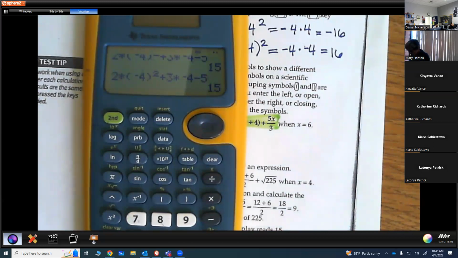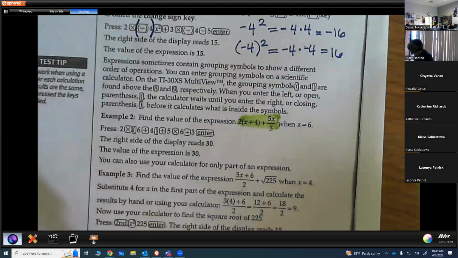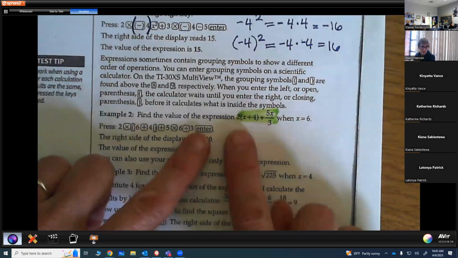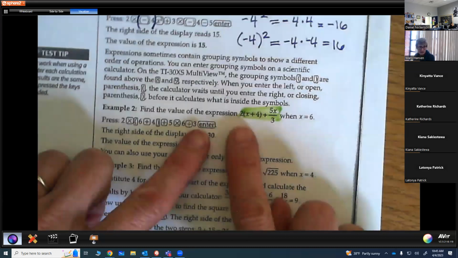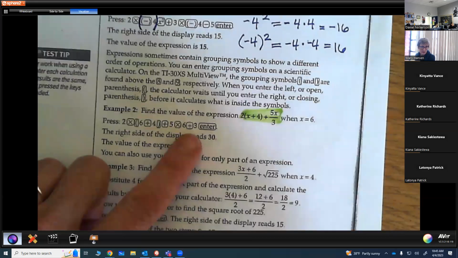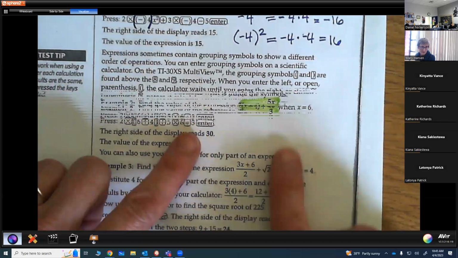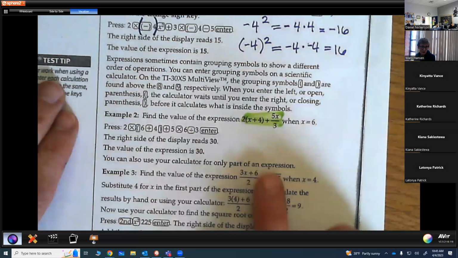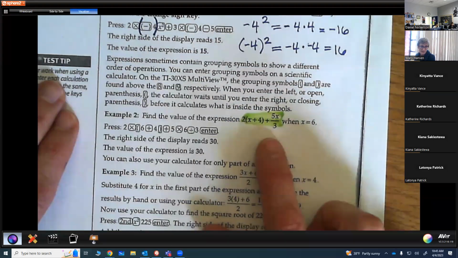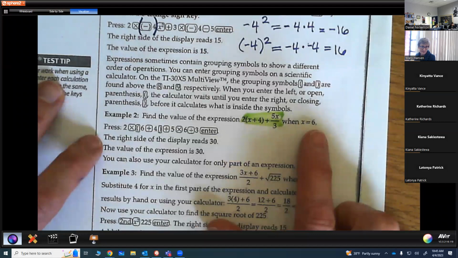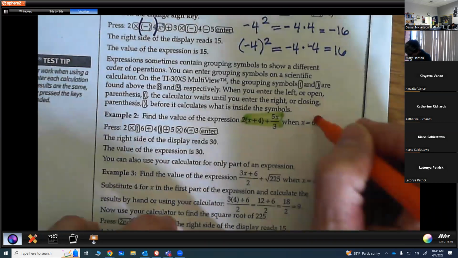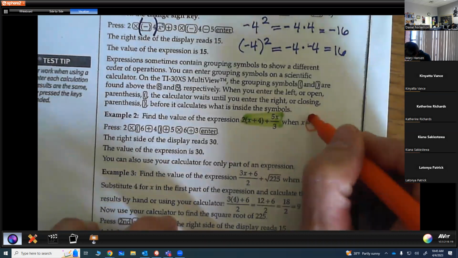All right, so for example 2, we have 2 times x plus 4 plus 5x over 3 when x is 6. Sorry, my internet must be slow today. Okay, so that means this 6 is going to go in for every single x.